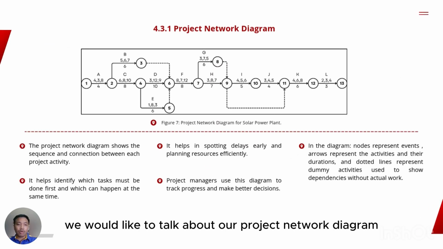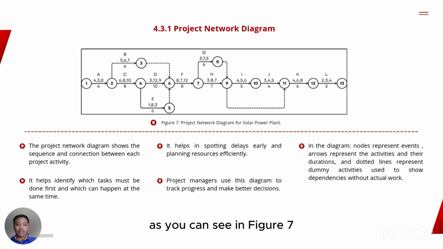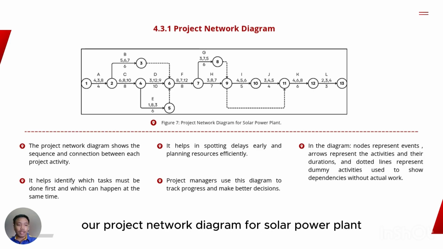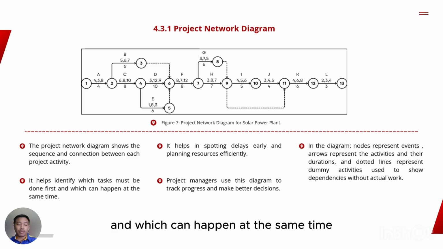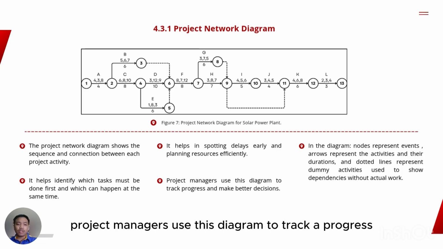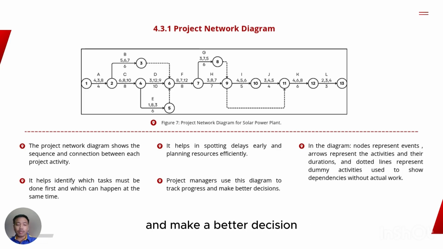We would like to talk about the project network diagram. As you can see in figure 7, our project network diagram for the solar power plant shows the sequence and connection between each project activity. It helps to identify which tasks must be done first and which can happen at the same time. Project managers use this diagram to track progress and make better decisions.